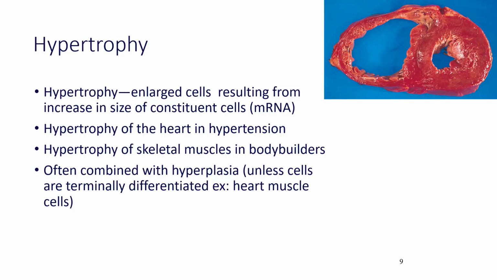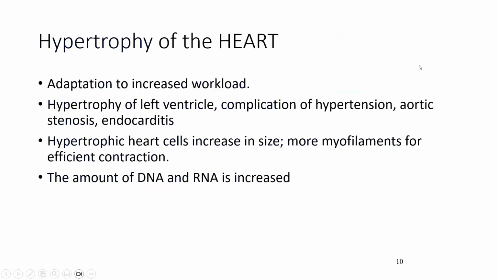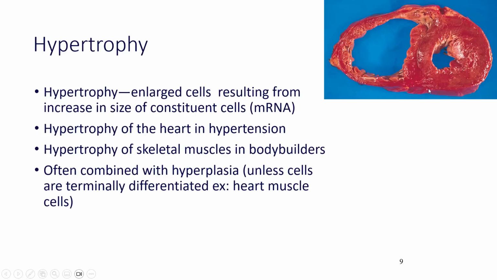Hypertrophy. So hyper means a lot, and trophy is talking about trophic, what I usually refer to as cellular eating or growth, getting bigger. So hypertrophic cells are going to be enlarged cells. So enlarged cells resulting from an increase in size of constituent cells. So more mRNA. Hypertrophy of the heart and hypertension. So here you can see an example of hypertrophy. So this part of the heart over here is enlarged.